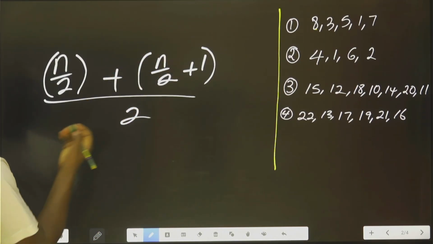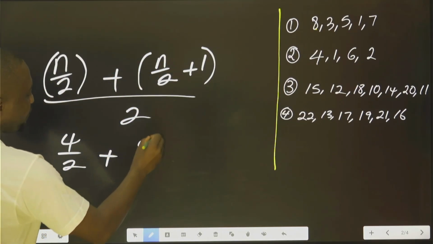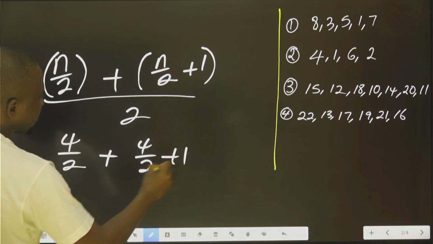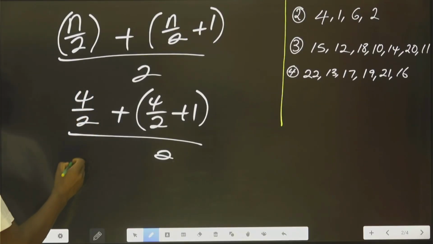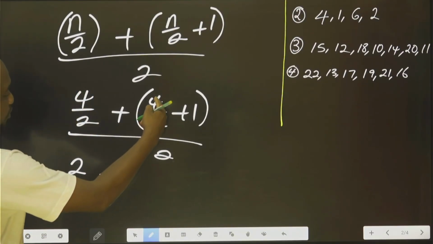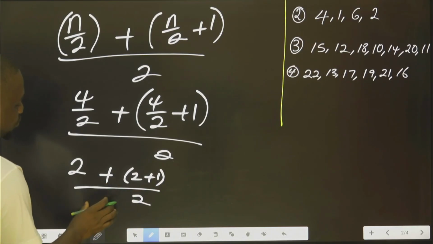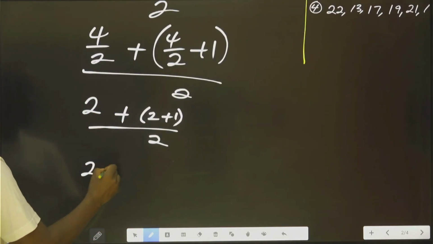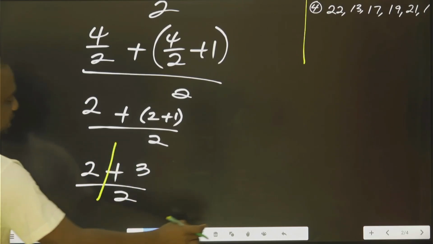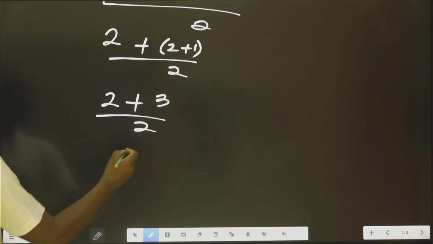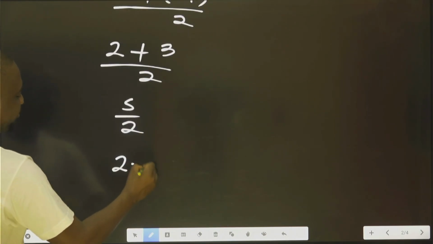How many altogether? There are 4. That is 4 over 2 plus 4 over 2 plus 1, all over 2. This will give us 2 plus 1 over 2, giving us 2 plus 3 over 2. That is 5 over 2, which will give us 2.5.